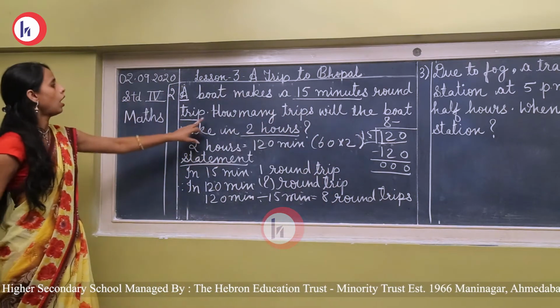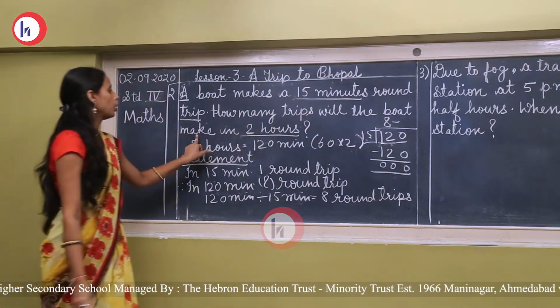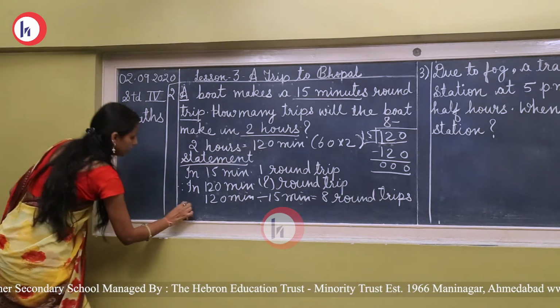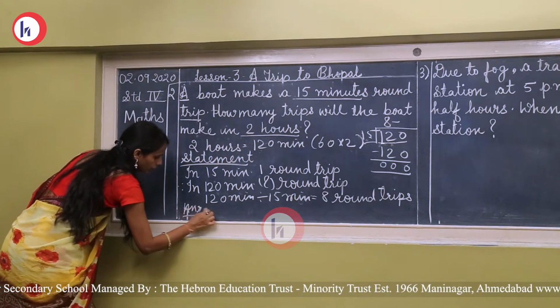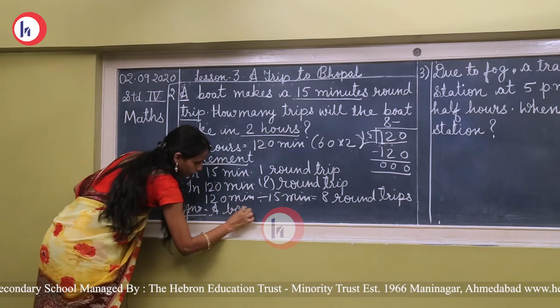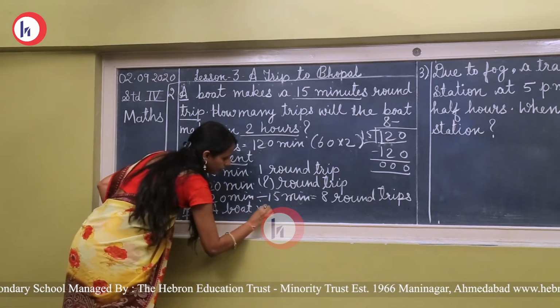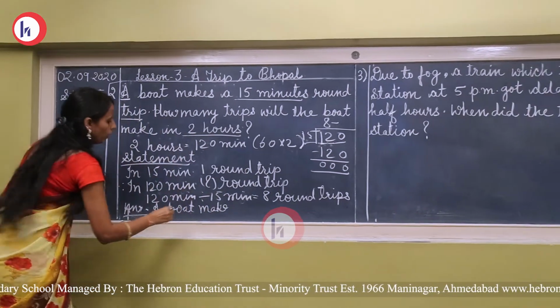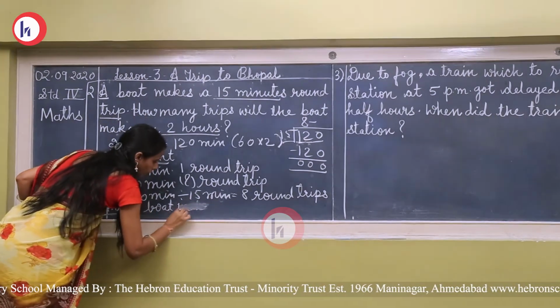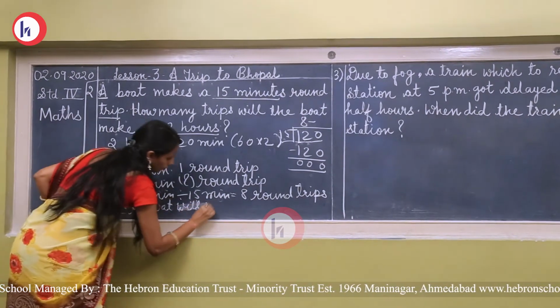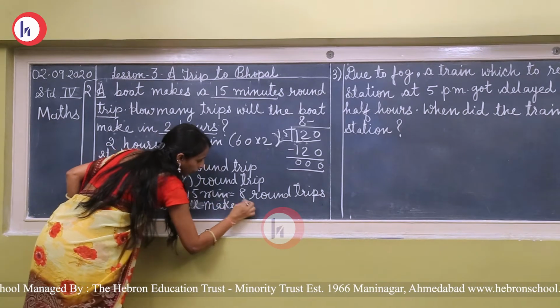What is the question? How many trips will the boat make in 2 hours? So the answer is: a boat will make 8 round trips.